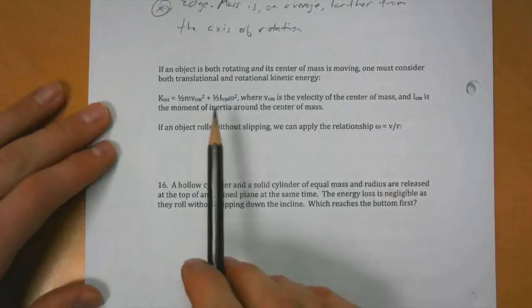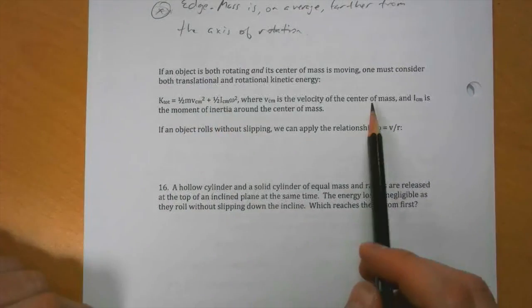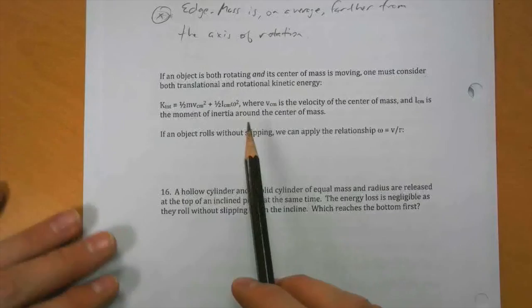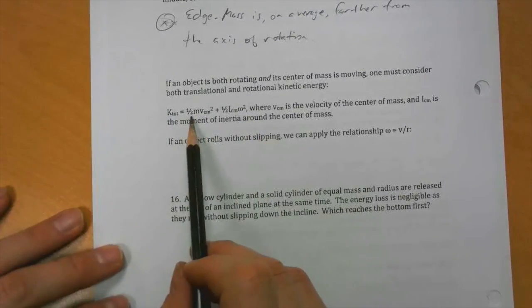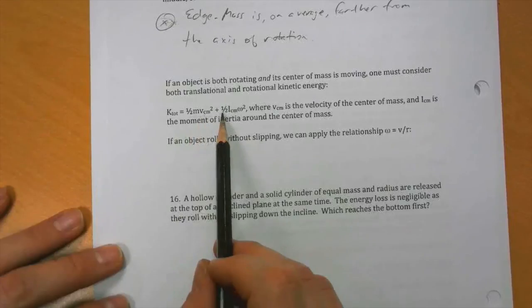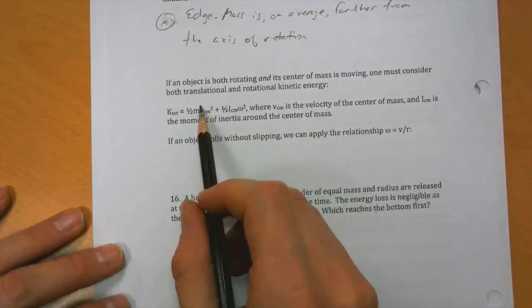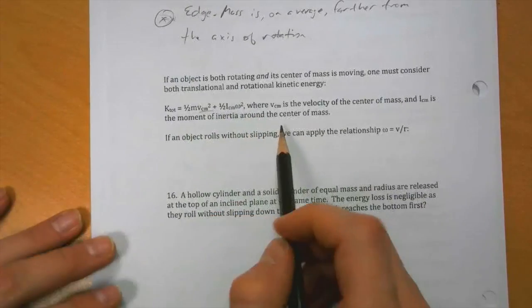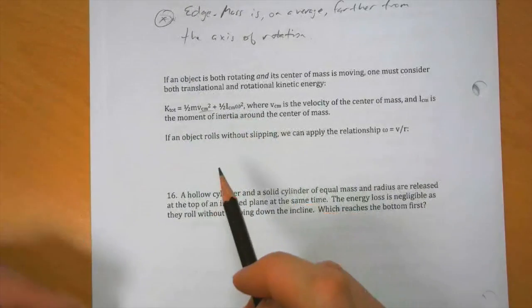Now, if an object is both rotating and its center of mass is moving, then you have to consider both translational and rotational kinetic energy. So 1/2 mv squared plus 1/2 I omega squared, where v_CM is the velocity of the center of mass, and I_CM is the moment of inertia around the center of mass.